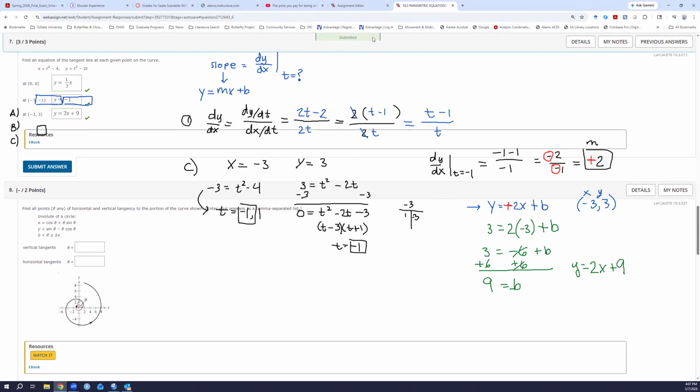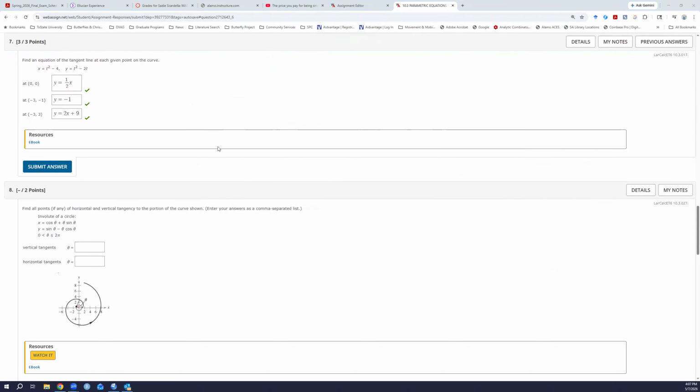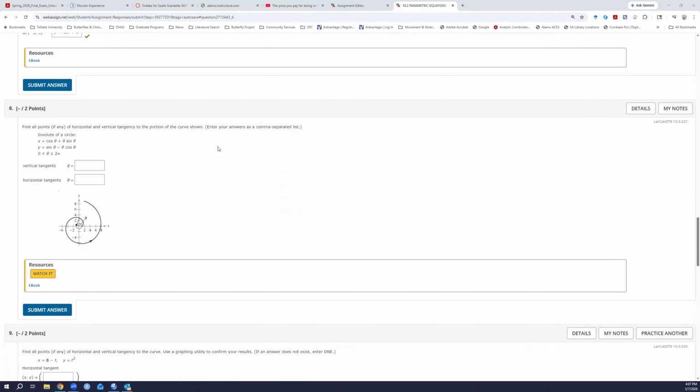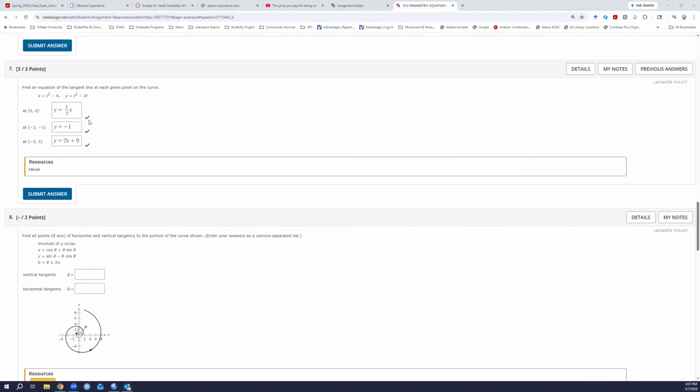Boom goes the dynamite. We got our 3 check marks. Okay. So the problems will get a little bit more difficult as you proceed, but finding those tangent lines is pretty much we'll follow along that process that we just went through.